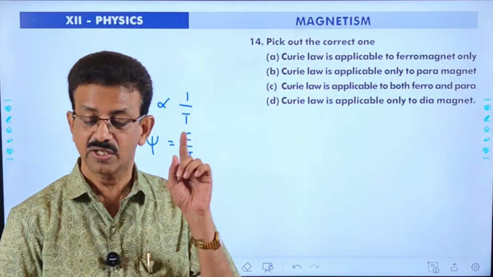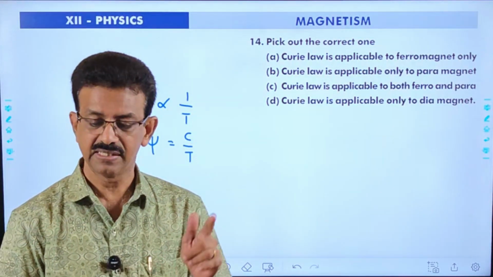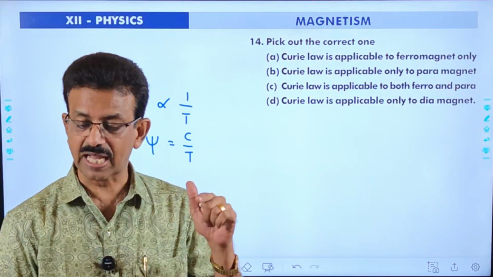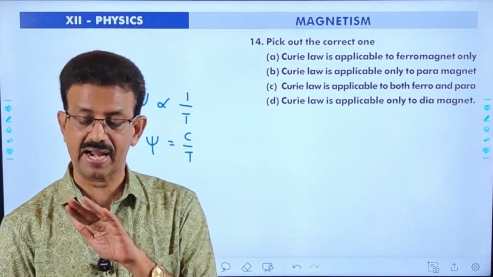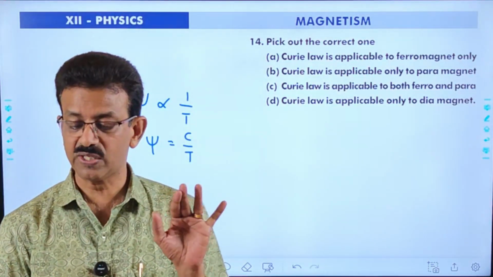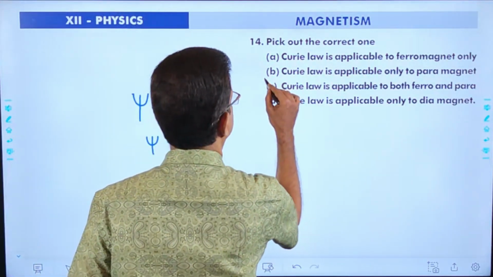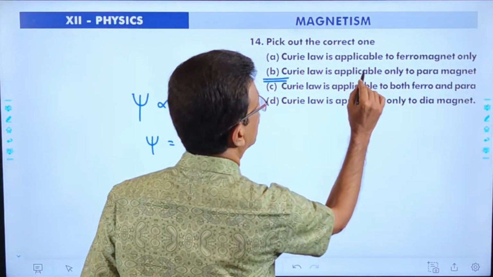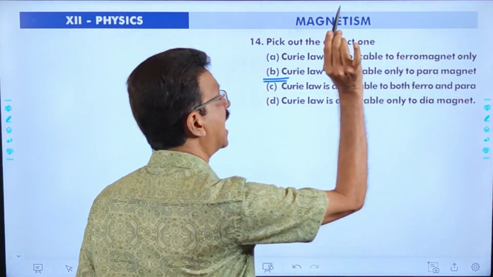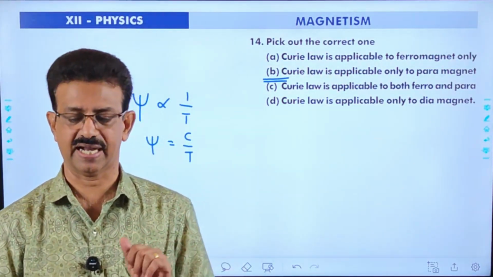Then second choice, Curie law is applicable only to paramagnet. That's a correct choice. Then third choice, Curie law is applicable to both ferro and para. No, wrong. Curie law is applicable only to dia. It is also wrong. Therefore, here the correct choice is B. Curie law is applicable only to paramagnetic material. B choice is the correct answer.